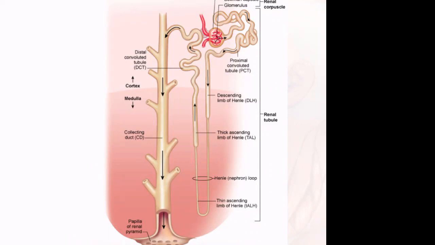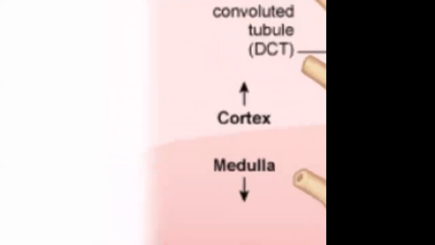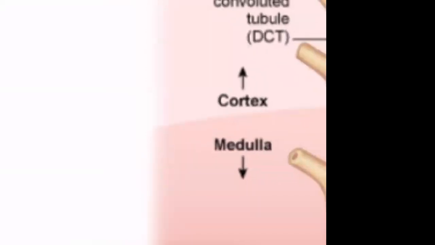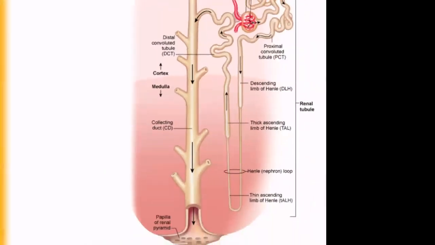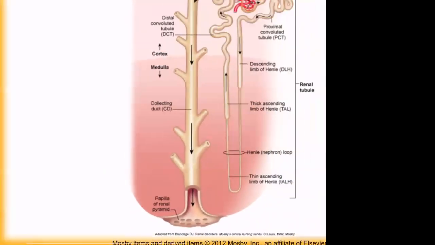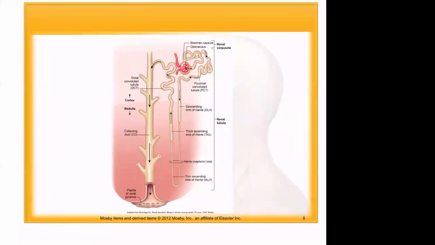But that collecting duct is going to collect from all of these nephrons that are filtering things out. That collecting duct is going to carry, notice here, you can kind of see we're in the cortex of the kidney, moving into the medulla of the kidney. And that collecting duct is then going to go all the way down towards the tip of that renal pyramid, where it is going to drain into the minor calyces, which is going to drain into a major calyx, then to the renal pelvis, then to the ureter, then to the urinary bladder, then to the urethra, then to the outside world.